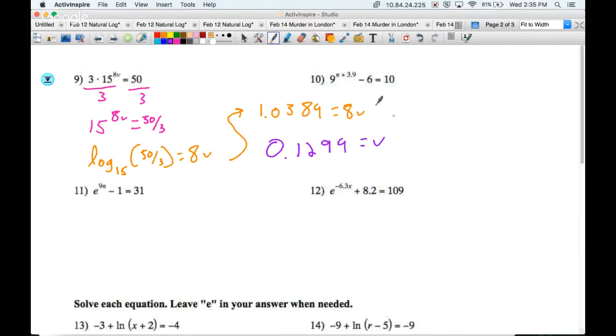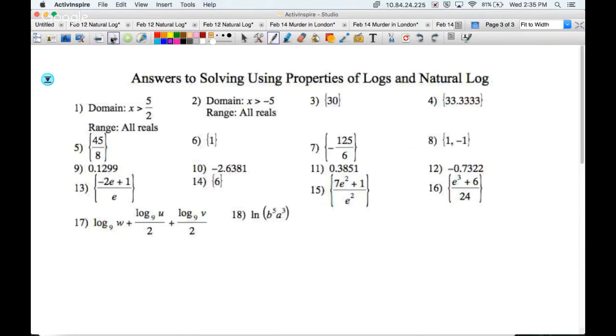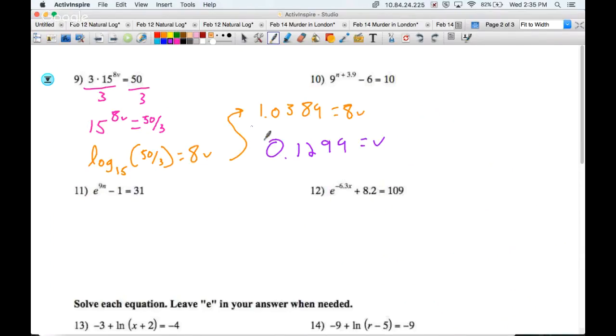0.1299 equals v. Let's see if that's right for number 9. 1299. All right.